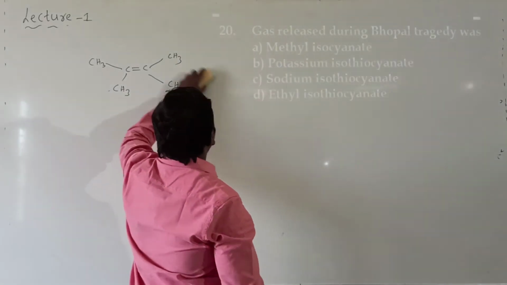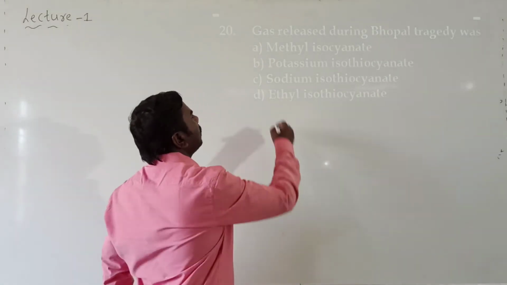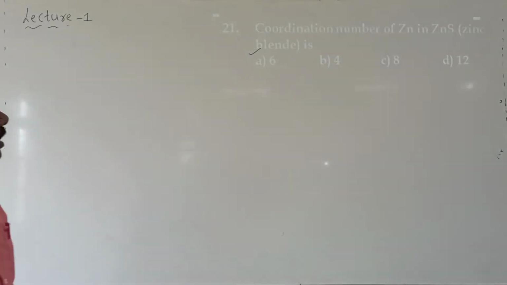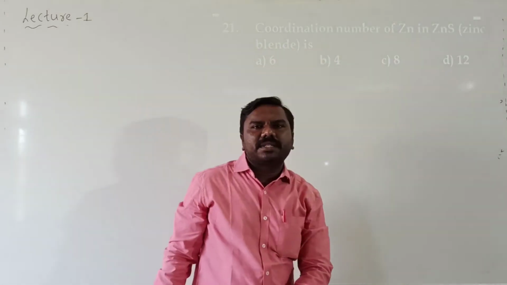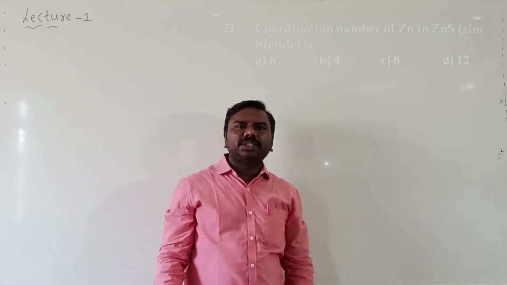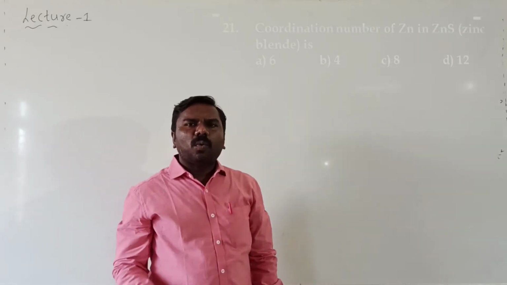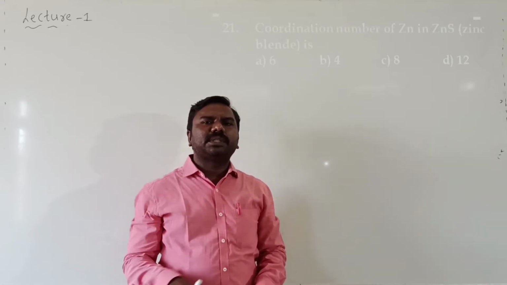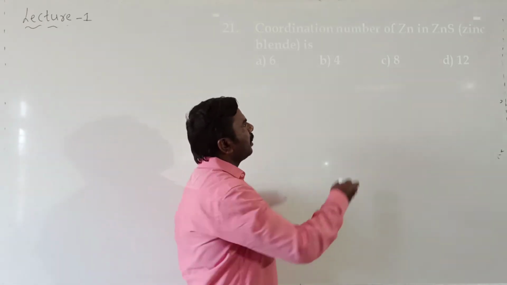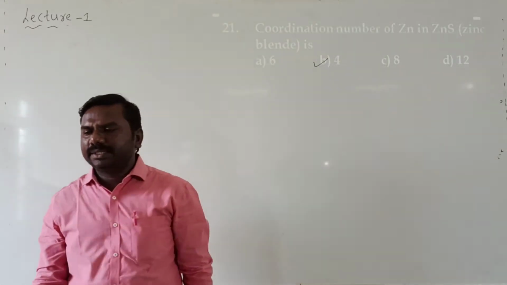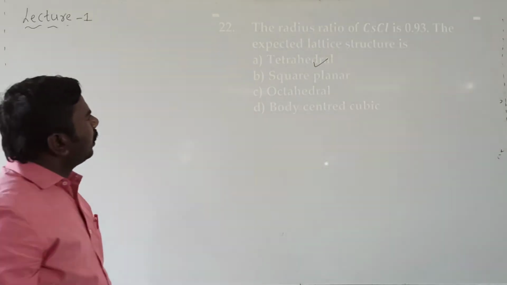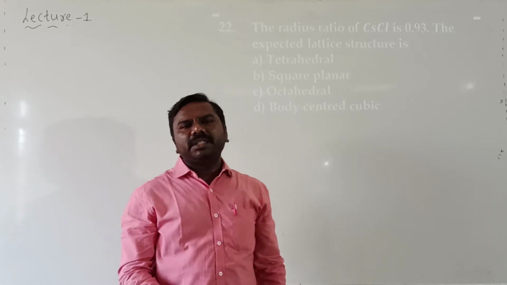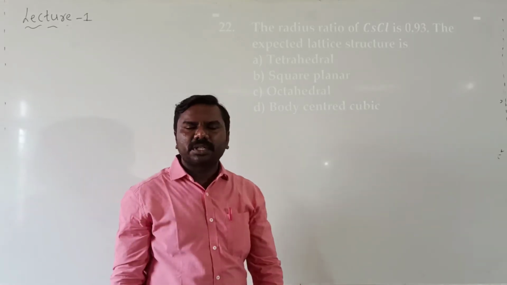Next. The gas released during the Bhopal tragedy is, as you know, methyl isocyanate. Next. Coordination number of zinc in ZnS. ZnS contains two structures, zinc blende and wurtzite. We have studied one Zn2+ covered by 4 S2-, one S2- covered by 4 Zn2+. Then the coordination number will be 4. Next. The radius ratio of cesium chloride given is 0.93. By that you have to decide which type of crystal system it is.